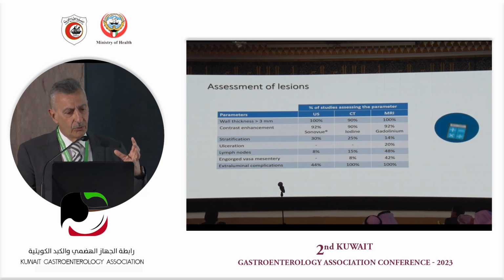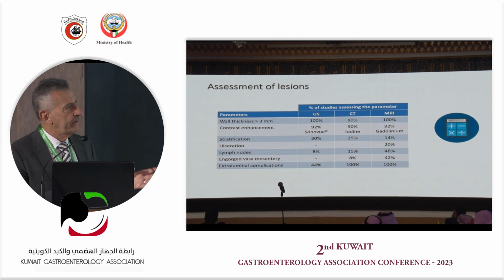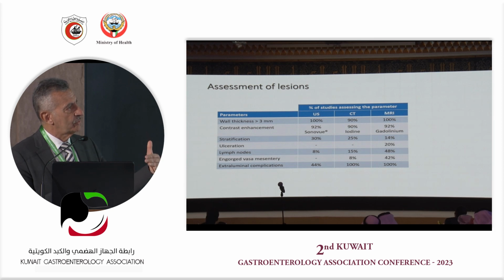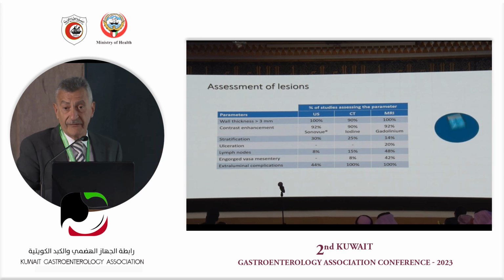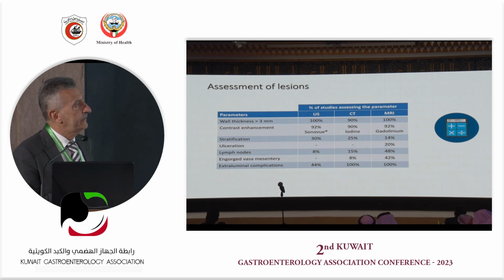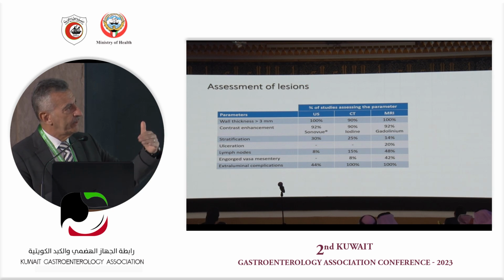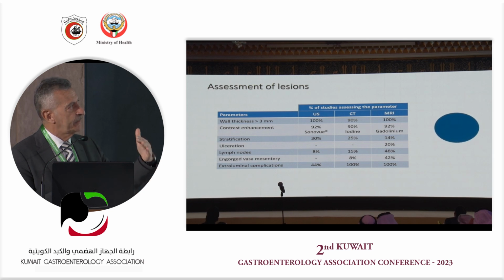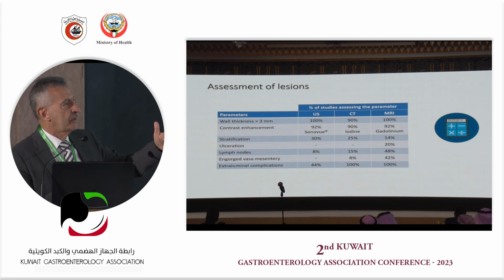And if we look at the assessment of lesions, once again, you see in terms of wall thickness, it has been stated that 3 millimeters is the threshold. You see probably US is doing even better than CT scan. And if we also add contrast enhancement on US, you can have pretty much the same evaluation compared to the other methodologies. And the same is true for the stratification.